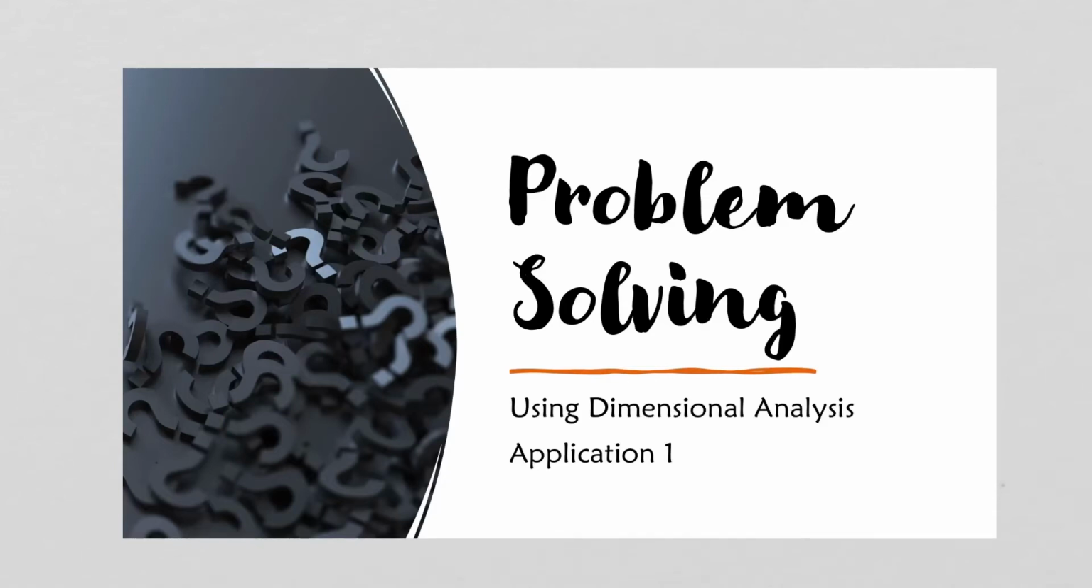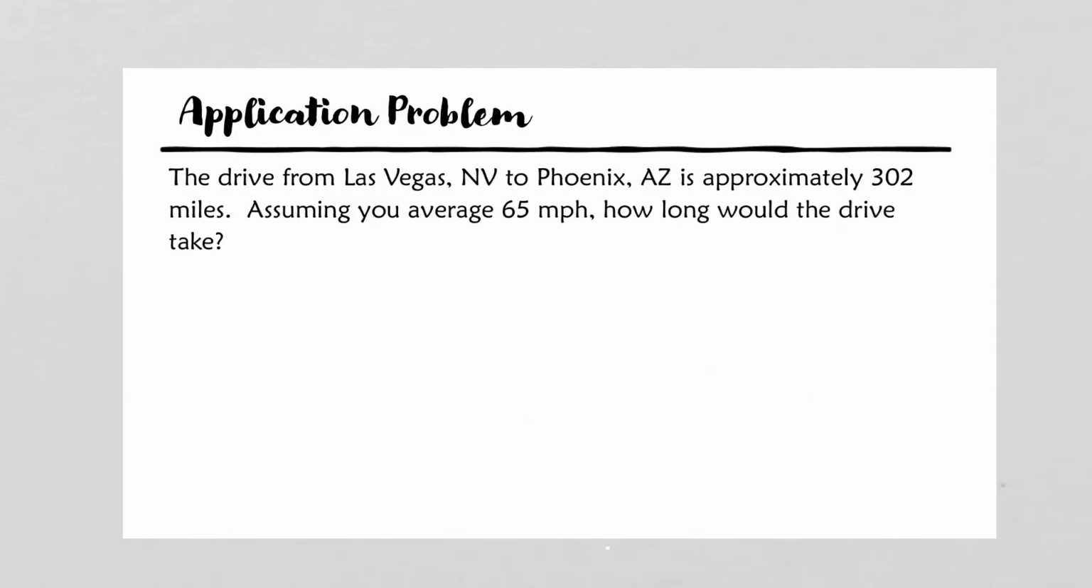In this video, we take a look at an application where we can apply the technique of dimensional analysis. The drive from Las Vegas, Nevada to Phoenix, Arizona is approximately 302 miles. Assuming you average 65 miles per hour, how long would the drive take?